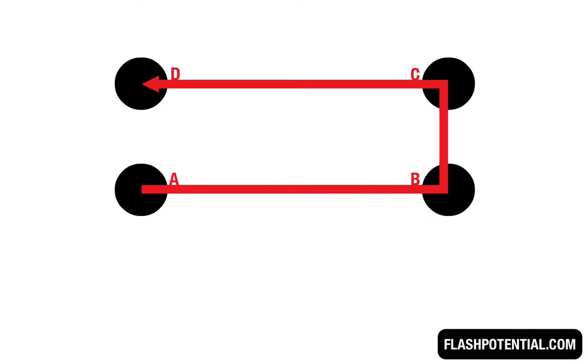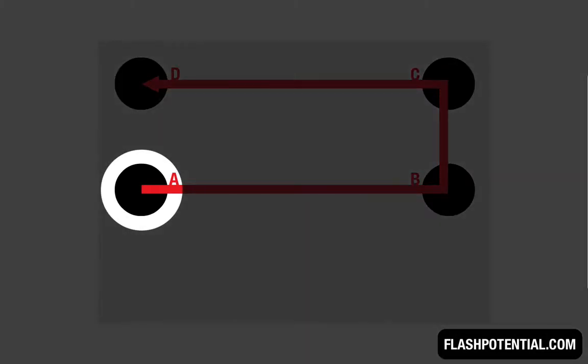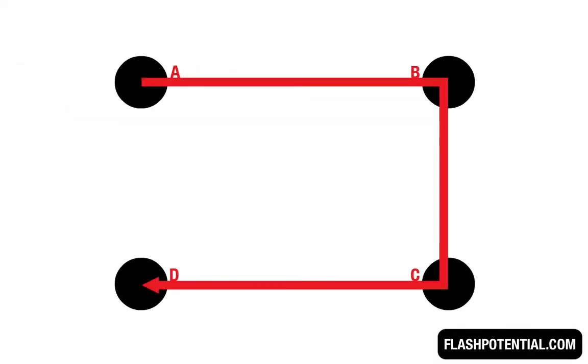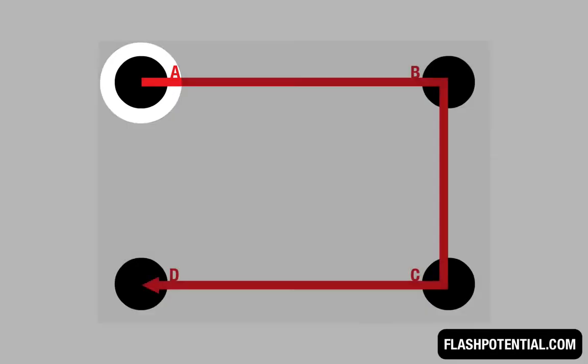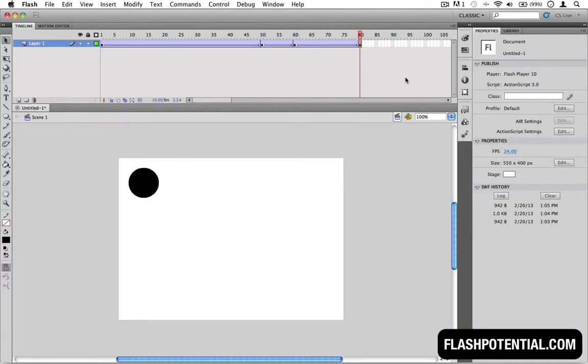For this one, the circle is here at point A, while for this one, the circle is here, and so on. So if we want to edit the location of the circle at each point, all we have to do is go to each of the 4 keyframes and change the circle's position.